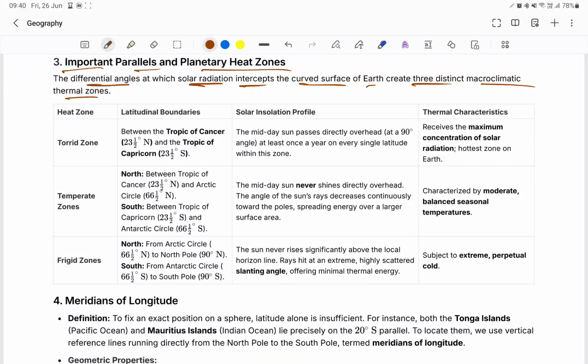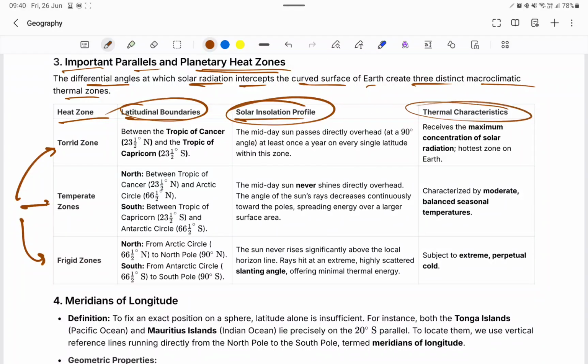These are created here. The first one is the torrid zone; these are actually called heat zones, so that's called planetary heat zones. First one is torrid, then temperate, and then frigid zone. So we have three zones. We have to understand the latitudinal boundaries, the solar insolation profile, and the thermal characteristics. First we are going to look at the latitudinal boundaries.